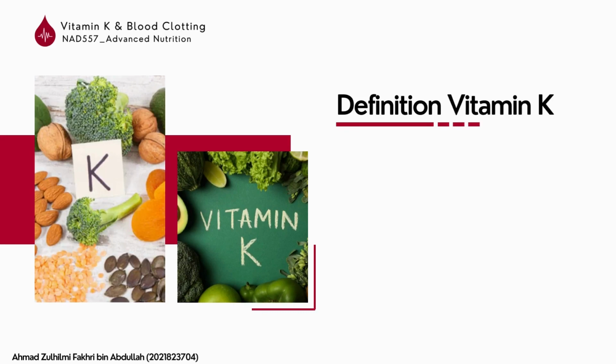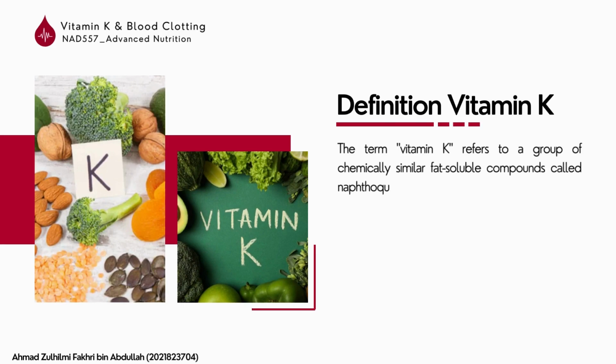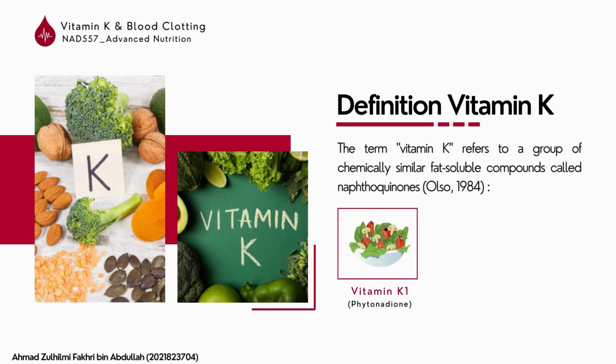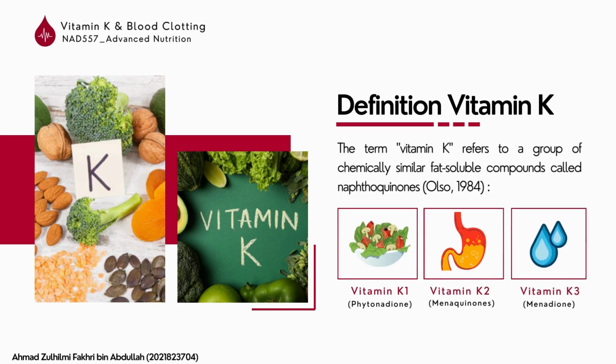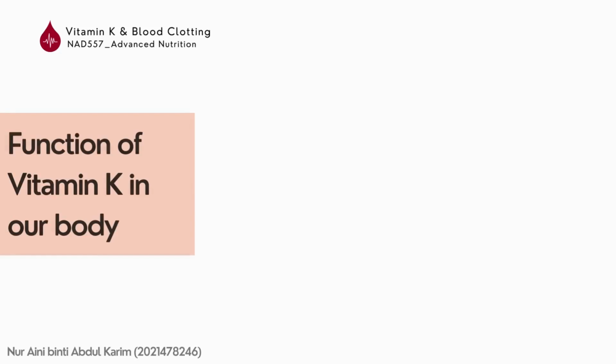Definition of vitamin K. The term vitamin K refers to a group of chemically similar fat-soluble compounds called naphthoquinones. Vitamin K consists of vitamin K1, vitamin K2, and vitamin K3. Now, let's talk about how vitamin K works in our bodies.